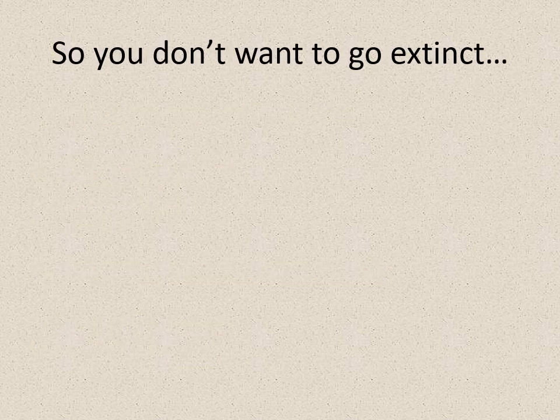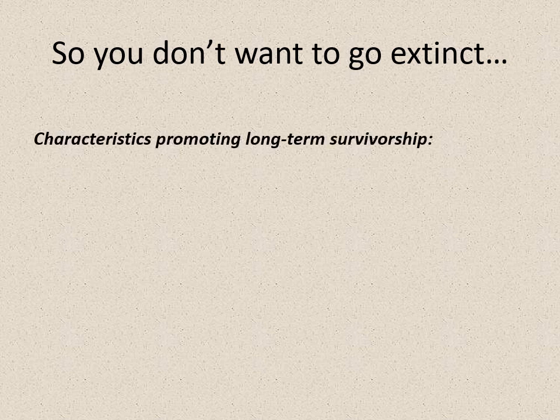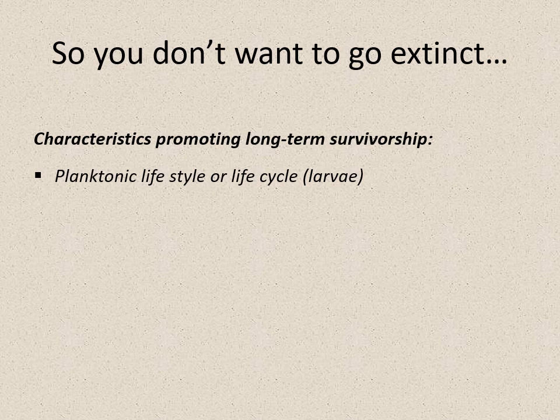So, if we don't want to go extinct, what are some characteristics that we should probably be considering? If you want to have long-term survivorship of your population, the first thing that's best to do is have a planktonic lifestyle or life cycle, preferably a larval one. And that's because planktonic organisms, or at least organisms that have a planktonic portion of their life cycle, like a larva, are widely spread throughout the planet. These are organisms that will float around in currents.